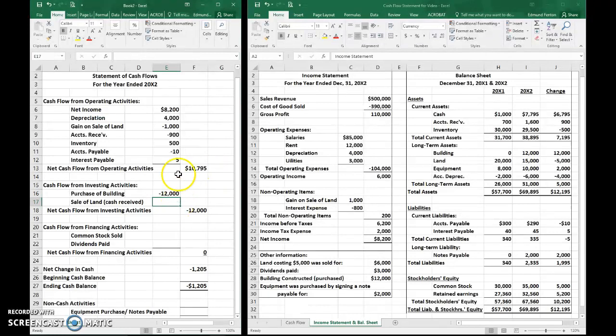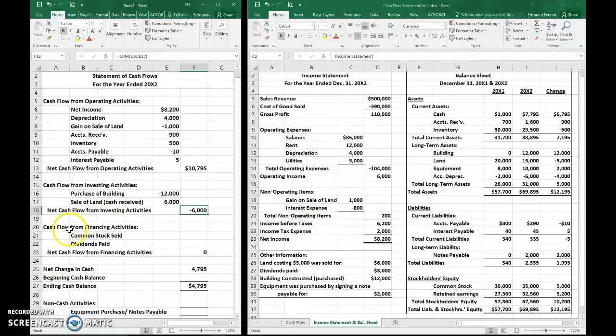We sold the land. Yes, we did sell at a gain, but we received more cash than the $1,000. I have here that land costing $5,000 was sold for $6,000. So we received $6,000 cash for this. So that's a positive $6,000. And what we've done now is we found the net cash flow from investing activities total. So it's a negative $6,000.